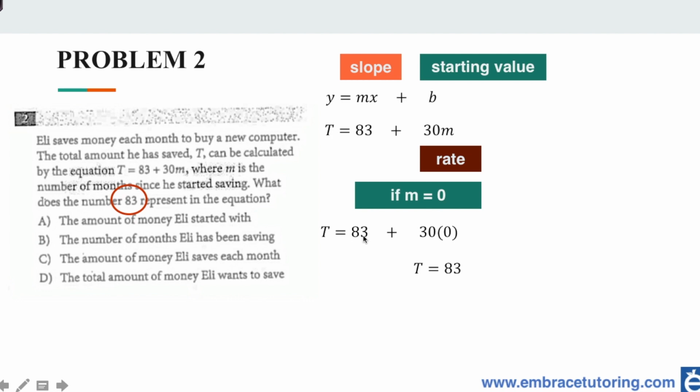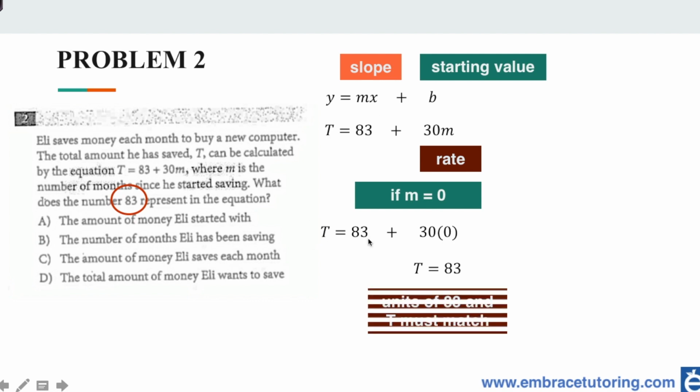So one master tip is that the y here will always have the same units as your b, your starting amount. In this case, T will therefore have the same units as 83. So one other way of looking at this, if you had to do process of elimination, is just identifying what the units are going to be. Now, because the y-intercept b here, which is 83, is going to be your starting value, this is going to be the amount of money that Eli started with.